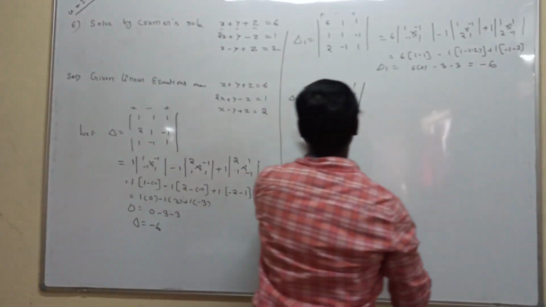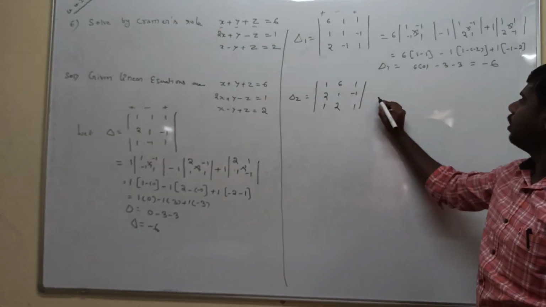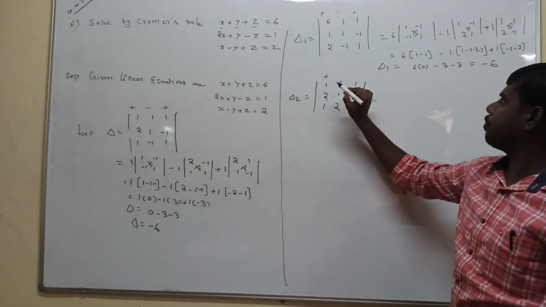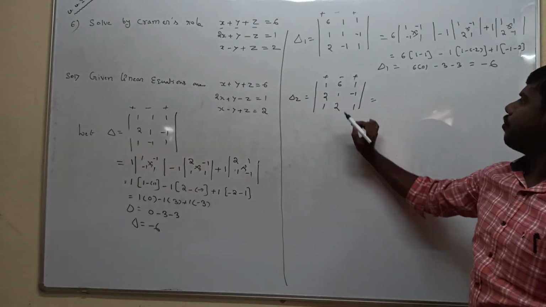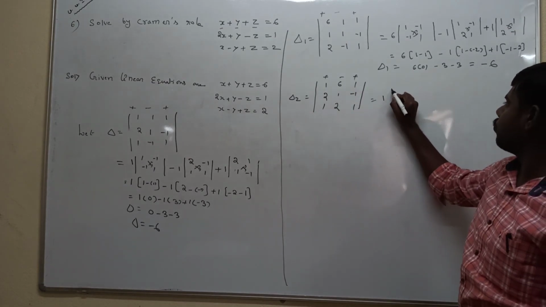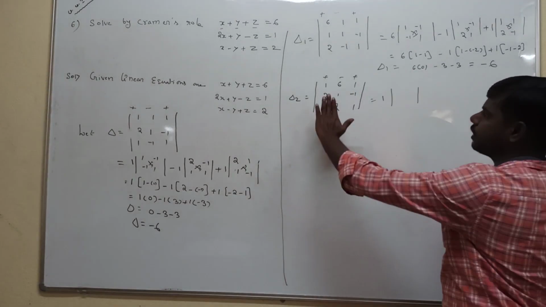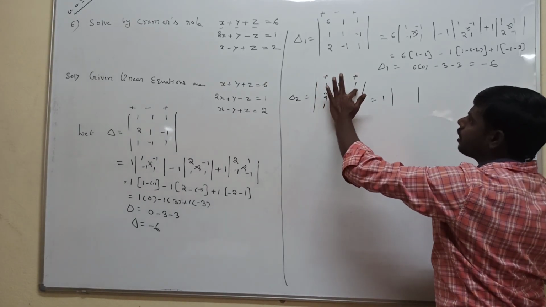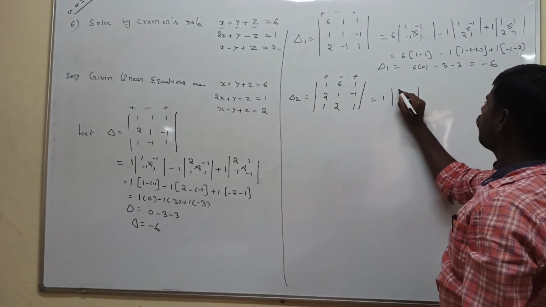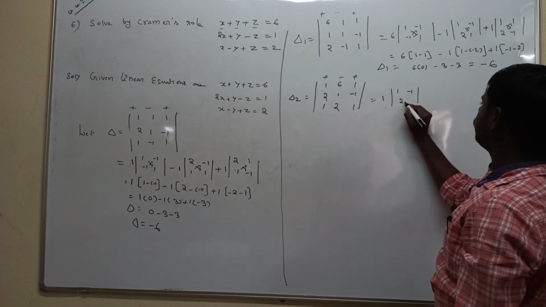Now we are taking delta 2, with the second column replaced. Here also it is 3 by 3, so consider plus, negative, plus. What is the first element? 1. So take the determinant of 1, present in the first row, first element. The remaining left of the element is 1 minus 1 2 1.